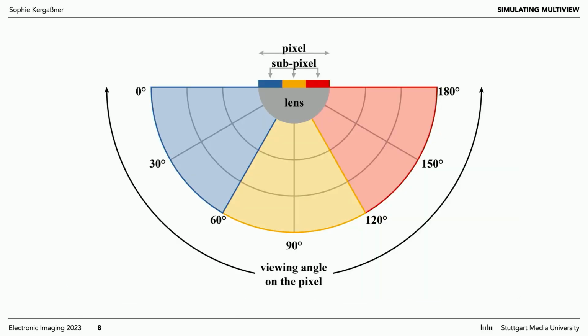So most light field displays are built using subpixels, as we can see here. Every pixel has a number of subpixels. In this example, we have 3 different ones: blue, yellow, and red. And we have a lens that leads the light of the subpixels into specific directions. So here we can see that the blue subpixel would be seen from the left, the yellow one from the front, and the red one from the right.